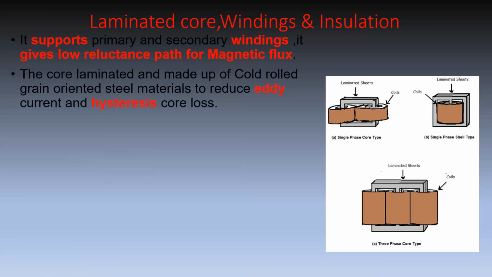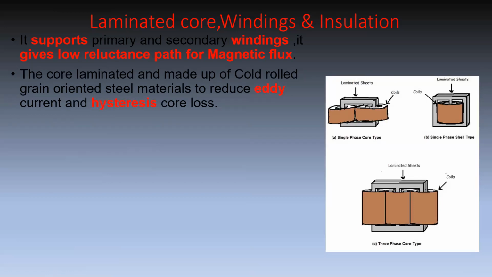One is called constant loss and one is called variable loss. The constant loss is a manufactured loss, which is found in the magnetic core. So the constant loss is eddy current loss and hysteresis loss. So this is a core loss, this is a constant loss. To reduce this type of constant loss, you should use a material like cold rolled grain oriented steel materials.